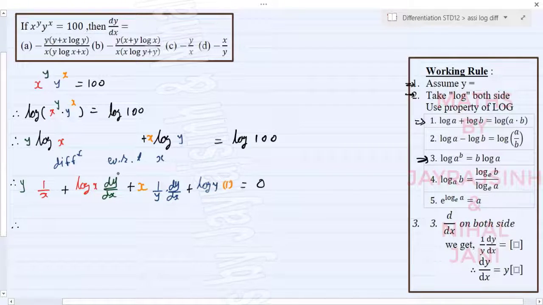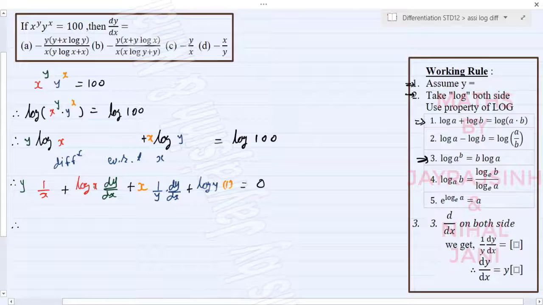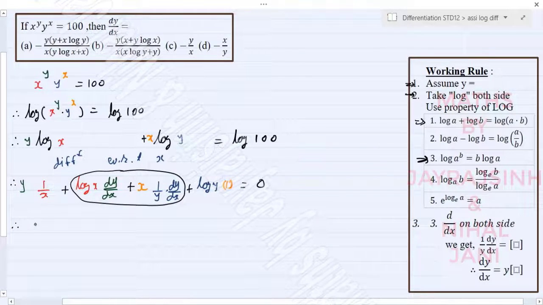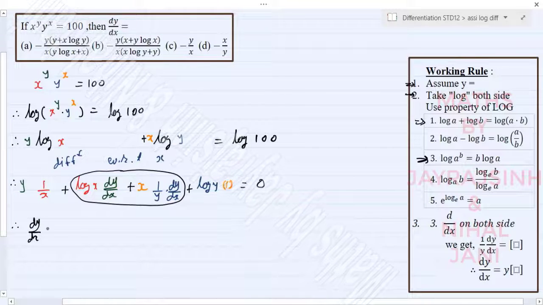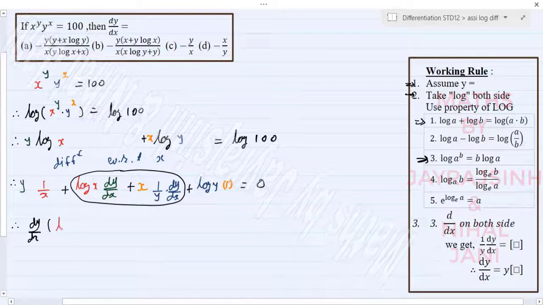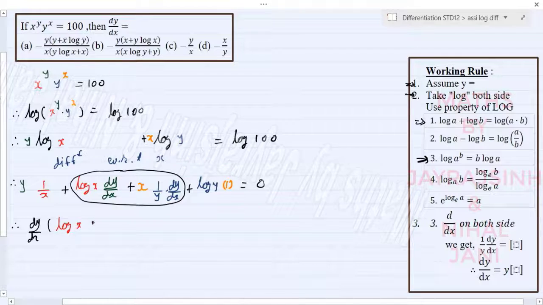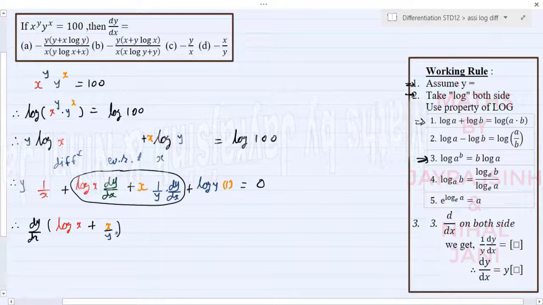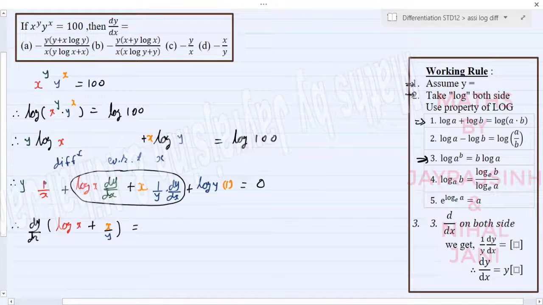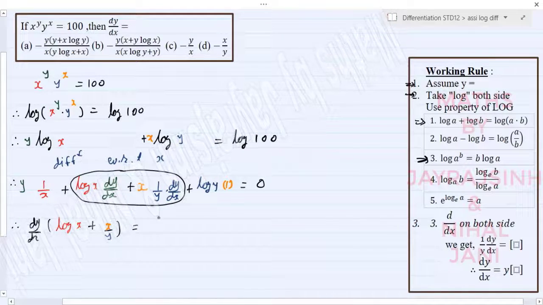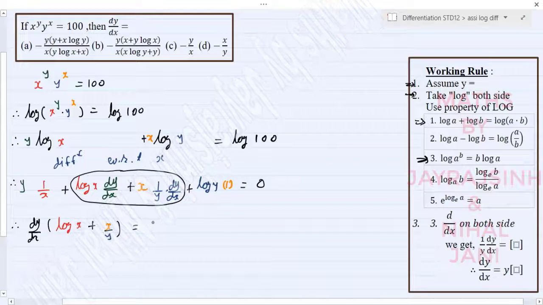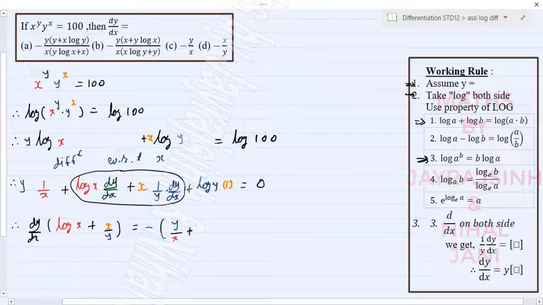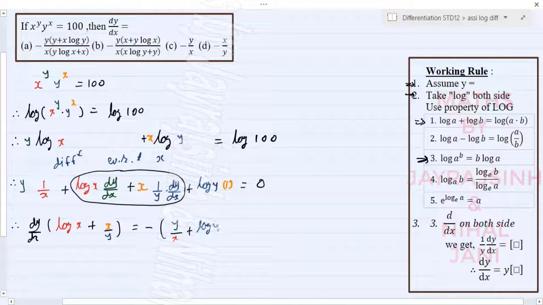Now collect all the terms of dy by dx on the one side. From second and third term, we can take dy by dx common. So rest of the terms are log x plus x by y, and rest of the two terms should be moved to the right hand side. So we will get minus y by x plus log y.